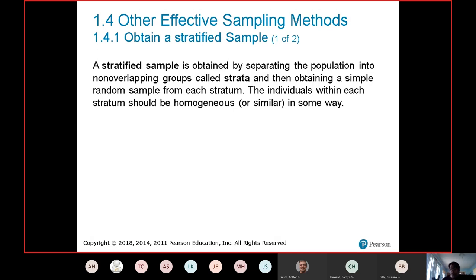I could break it into Democrat, Republican, Independent. Democrat, Republican, Other, Independent. Independent and Other. So I would have 4 strata. Strata is plural, stratum is singular. And then you got cluster.